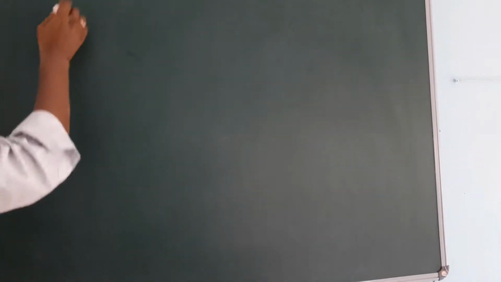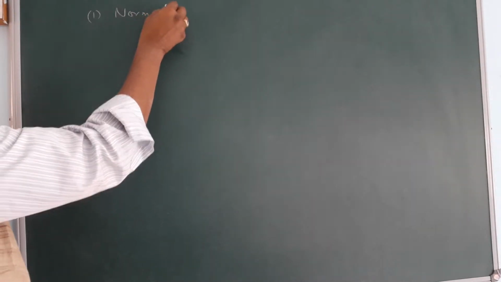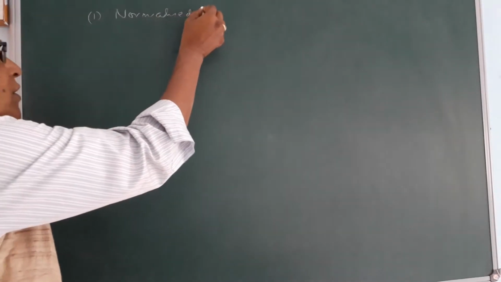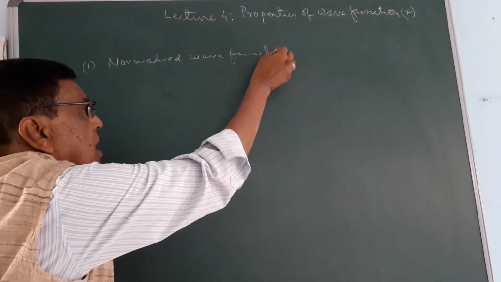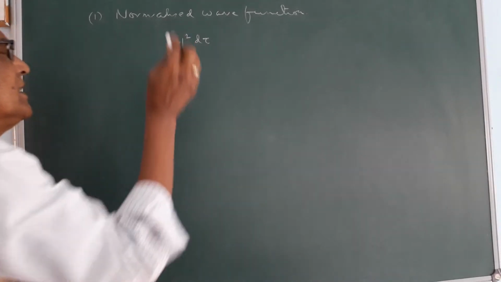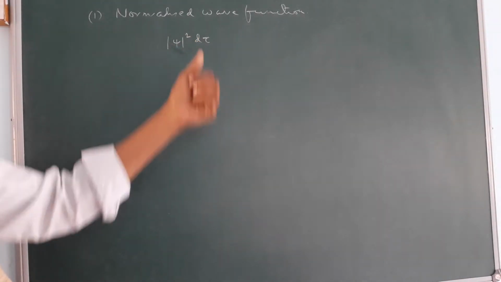The first property of this wave function is the normalized wave function. We know that modulus psi squared d tau is the probability of finding the system within this volume element d tau.